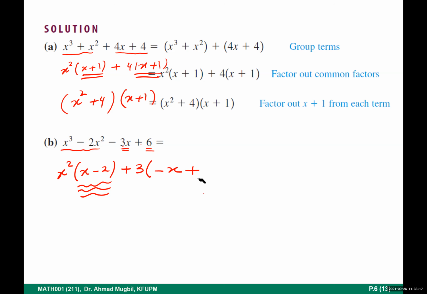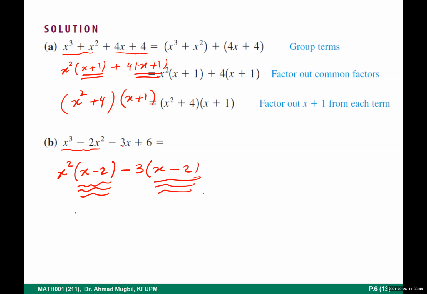Positive over positive is positive, and you will have 3, 2. Now, is this the same as this? It is not. This is the negative of it. Indeed, you should take negative 3 as a common factor. If you take negative 3 as a common factor, negative over negative is positive, so 3x minus 2. Check: negative 3 by x is negative 3x, and negative by negative is positive, 3 by 2 is 6. Now you have a common factor between the 2 groups.